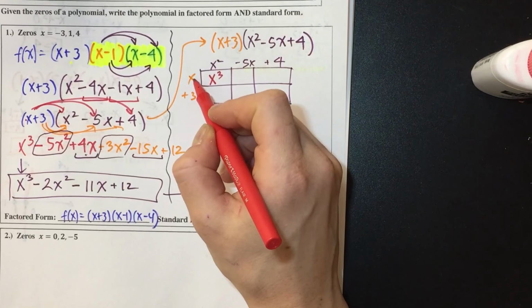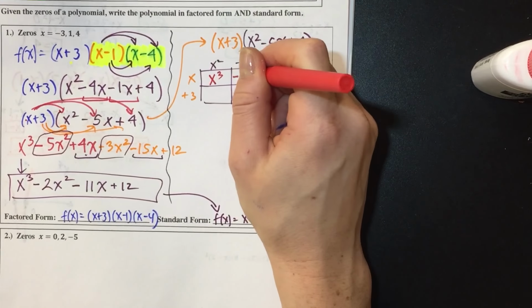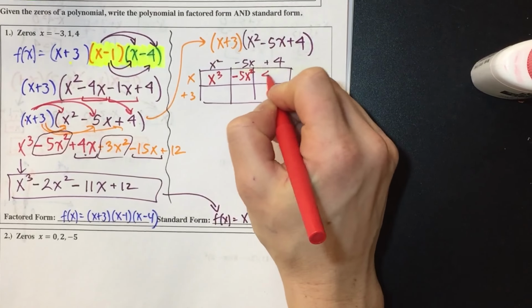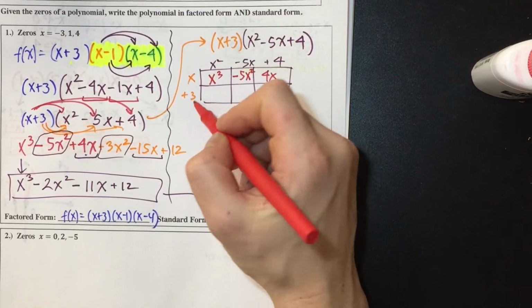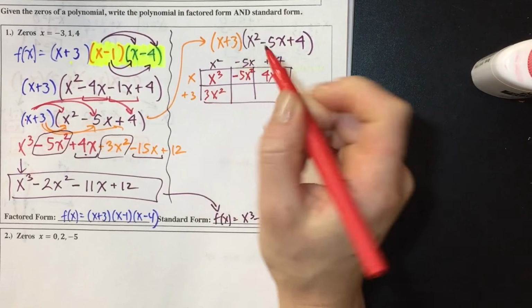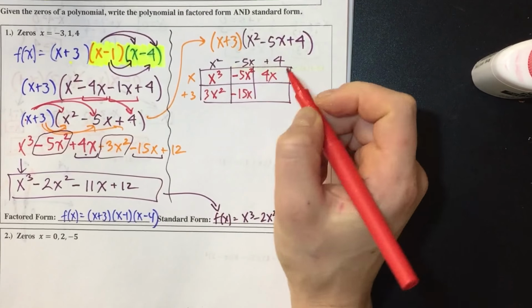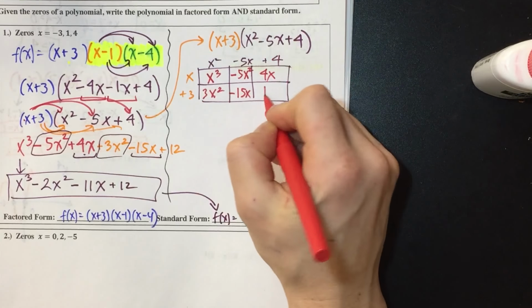X times x squared is x to the third. X times negative 5x is negative 5x squared. X times 4 is 4x. 3 times x squared is 3x squared. 3 times negative 5x is negative 15x. And then 3 times 4 is 12.